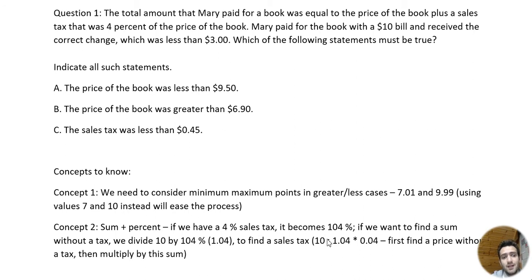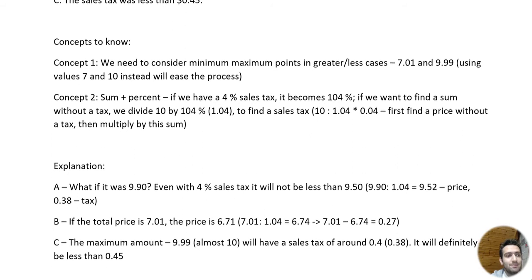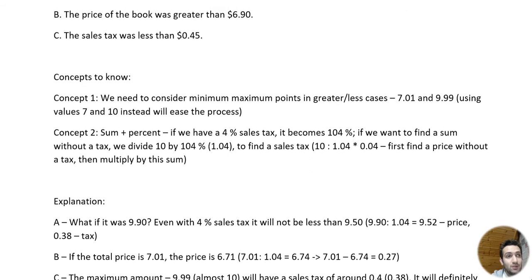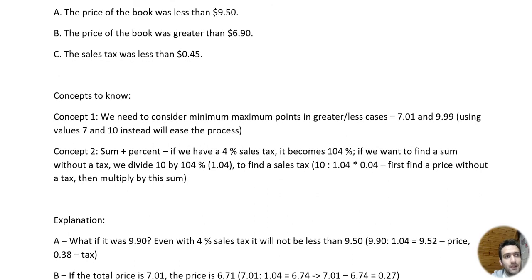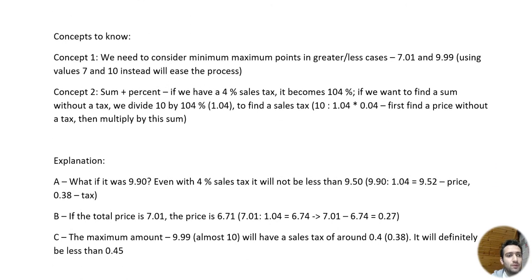If you want to find the sales tax, you do the same. You divide it by 1.04 and multiply by 0.04 and you will find the sales tax. Well, these two concepts are important and crucial for solving such kinds of questions, and let's explain which of the statements must be true. The first one says the price of the book was less than 9.50.